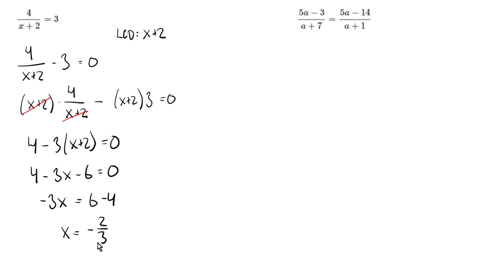So that's our solution. Now we also need to state the non-permissible values because we're dealing with a rational expression here. If we go backwards, we see that over here, x cannot equal negative 2. Same thing over here. So x equals negative 2/3 and x cannot equal negative 2.